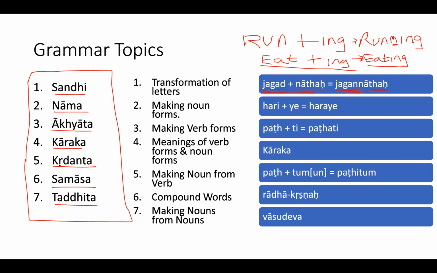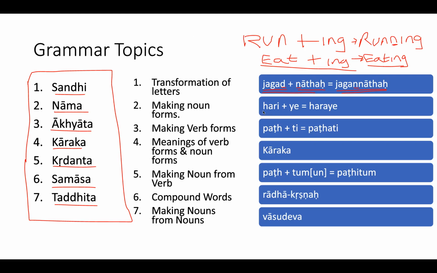So that's Sandhi. Similarly, some letters can also change. So in Sandhi, you have 3 operations. One is a new letter can come inside, or a letter can be deleted, or a letter can change. So these are all Sandhi operations. So in English also, you see things like this. So that is Sandhi. And then you have Nama. Nama is making different noun forms.